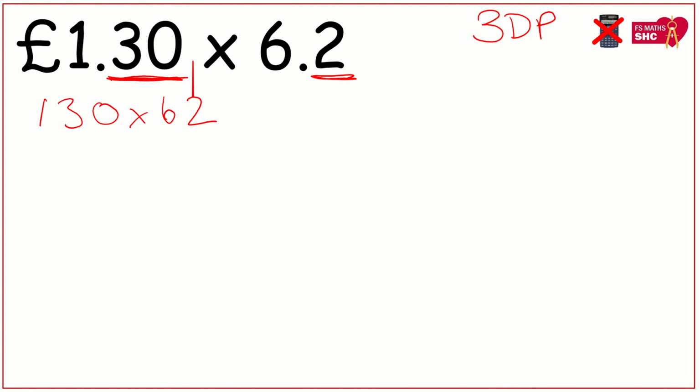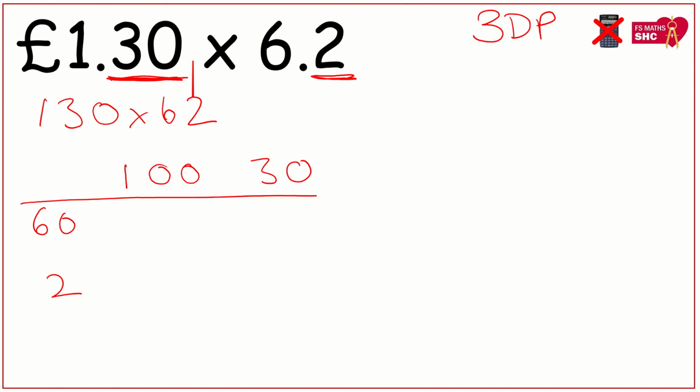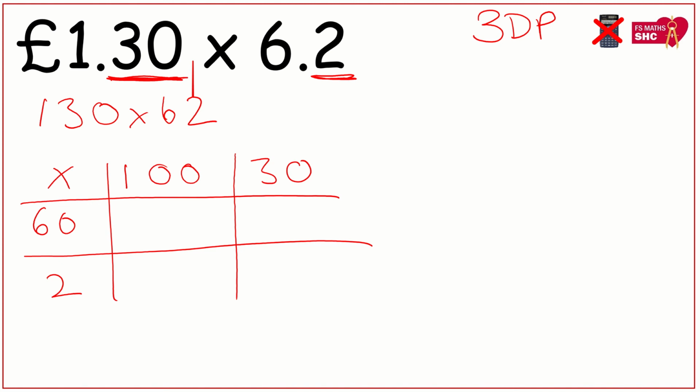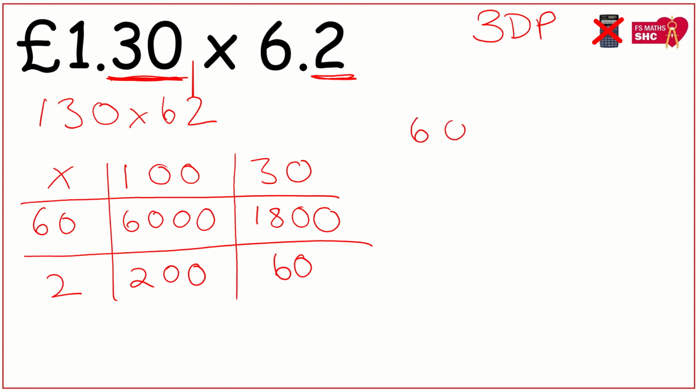This one doesn't take too long to do. 130, 62. We times them together. So 60 times 100, 6,000. 60 times 30, 1,800. 2 times 130, 260. Again, if you want a bit more practice just doing the multiplication grid, let me know and I'll send you something to do. So now we're just going to add them all together.